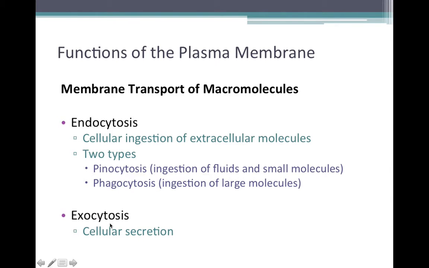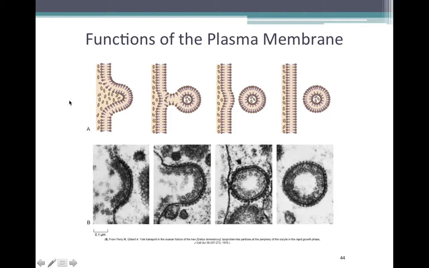Exocytosis is basically cellular secretion, where cellular products can be packaged into vesicles, transported to the plasma membrane, and then exocytosed out of the cell. Now we can see this process here, where this is the plasma membrane. If this is the extracellular material and this is intracellular, we can take that material in, and that forms a vesicle, which can then be transported around within the cell. This process would be endocytosis because you're bringing something into the cell.